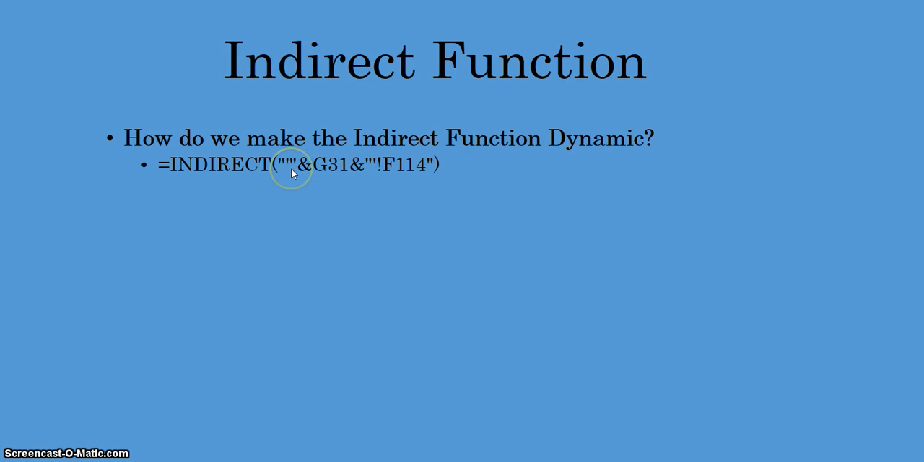Since the INDIRECT function takes a text string, we put everything within double quotes. For the first part, we're going to have an apostrophe, because in this example we're taking a sheet name, and then we're going to join that with the value of cell G31. And then we're going to join the last part of it, which is a text string also enclosed in double quotes. So let's go over to our worksheet, and you'll see exactly how this works.